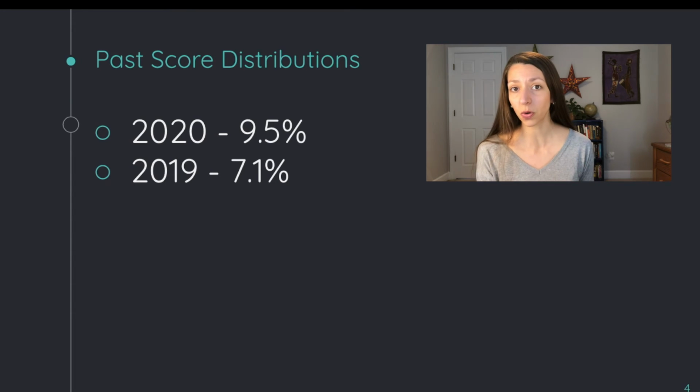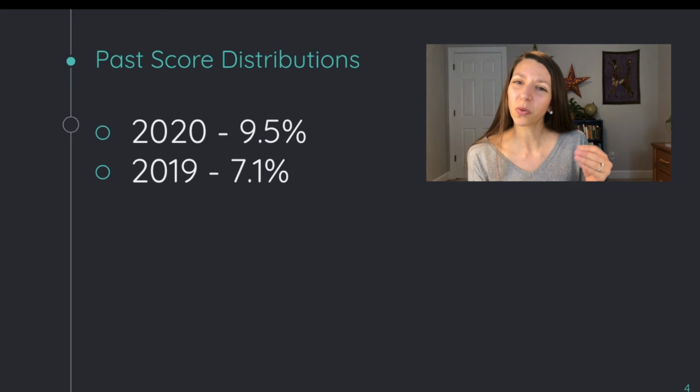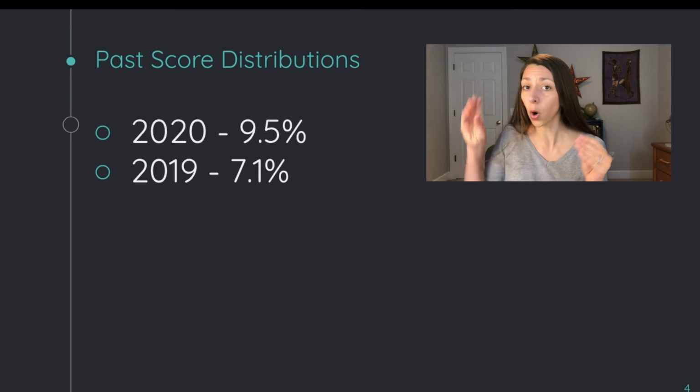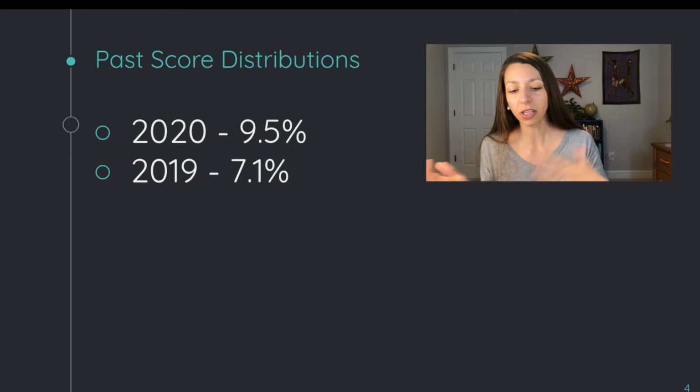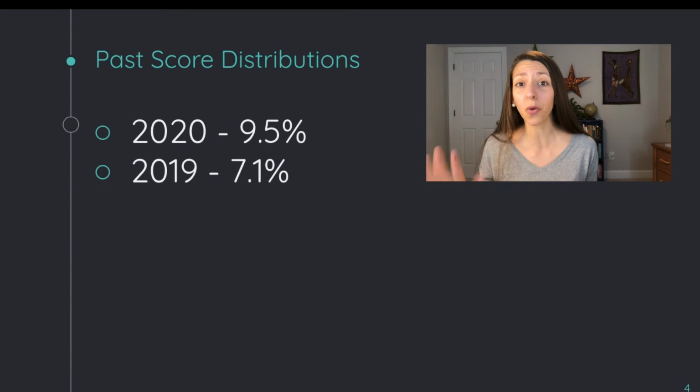If you look at the score distributions from the past few years, in 2020, only 9.5% of all of the students taking the exam actually earned a 5. In 2020, the test was a little bit weird because it was the year it was a reduced test. It was totally online because of COVID. So let's look at 2019. In that year, only 7.1% of all students taking the exam ended up getting a 5.